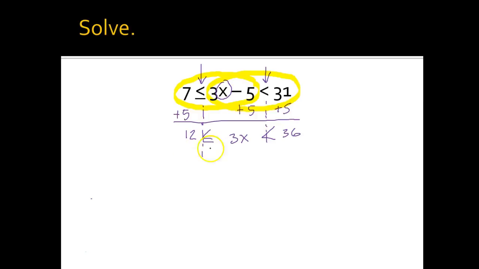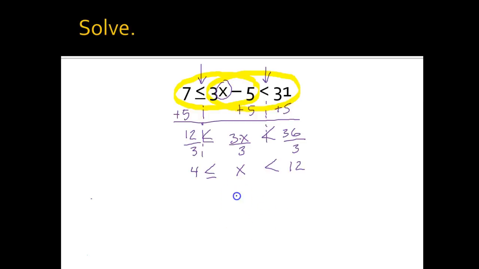Then we'll divide by the number that's being multiplied by x. So x times 3, so we divide by 3. Whatever we divide the middle by, we have to divide the ends by. 12 divided by 3 is 4, less than or equal to 3x divided by 3 is x, less than, just the less than, 36 divided by 3 is 12. So 4 is less than or equal to x, which is less than 12.